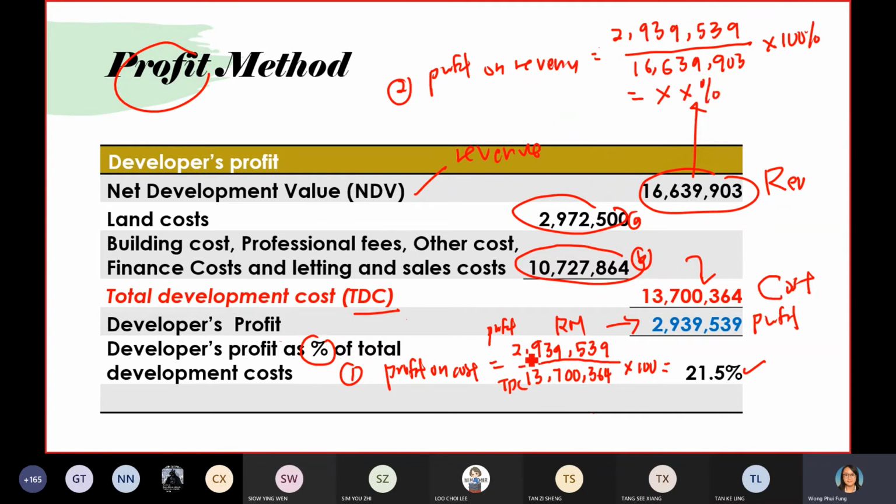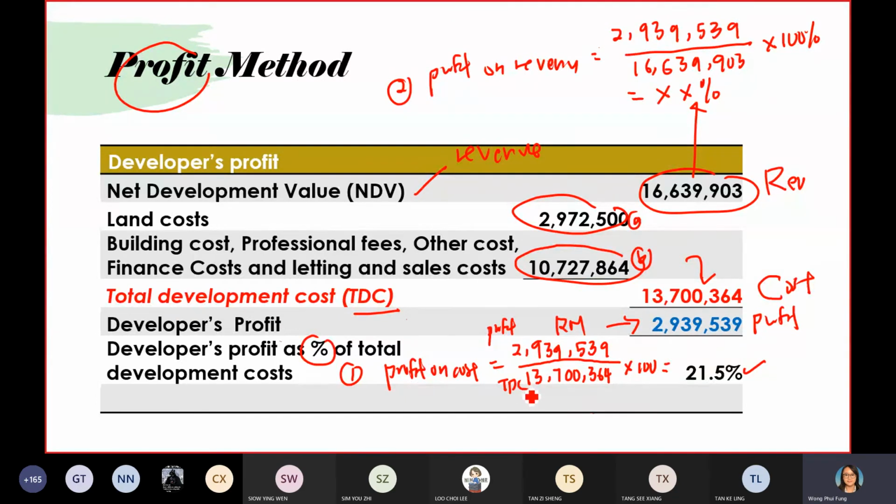So as I mentioned at the beginning, there are a few methods to express the profit. It can be profit on cost, profit on GDV, profit on NDV. There is no right or wrong method. It depends on the company target and their investment requirement. Some prefer profit on cost. Some prefer profit on revenue. Some even calculate both methods also can. So there is no right or wrong. It depends on which one you would prefer to express.